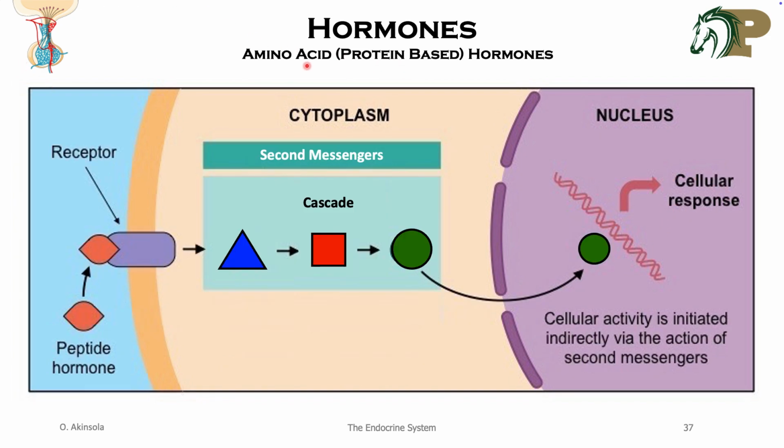Amino acid or protein-based hormones will bind to a receptor on the cell membrane. These cannot enter the cell. This is fat-based. This is protein-based. So these two things don't go together, so this cannot enter. This will bind to a receptor here. This will activate a cascade of second messengers, and it is the second messenger that will then propagate the cellular response.